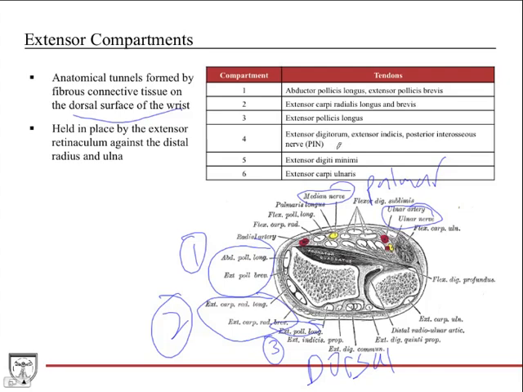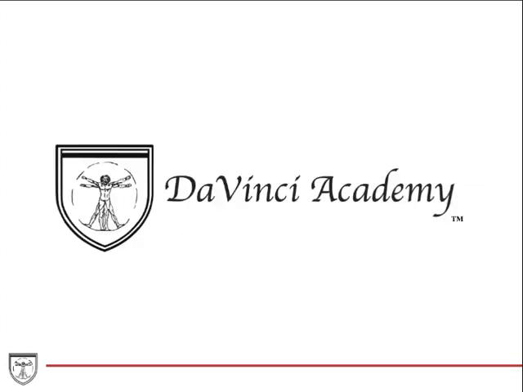Then you have extensor digitorum, extensor indicis, which are in this portion right here, extensor digitorum. This part right here, all the tendons of extensor digitorum are traveling through. You also have the posterior interosseous nerve, or PIN, also traveling through this region as well. Then in the 5th one, you have extensor digiti minimi, which is shown right here. So that's the 5th tunnel there. 4th, and then you have extensor carpi ulnaris through the 6th and final. So right there. All right, and that concludes our discussion of the hand osteology.